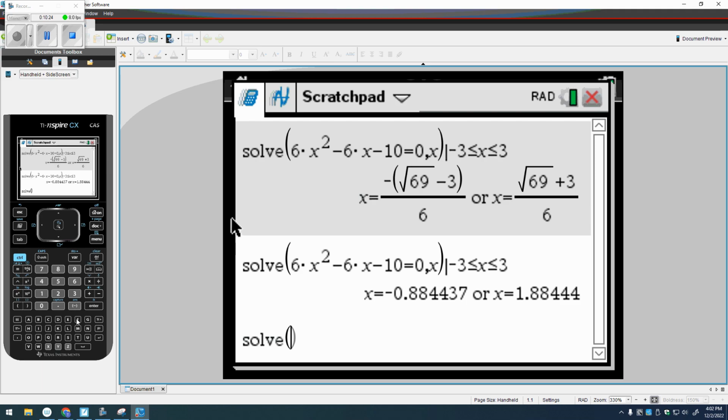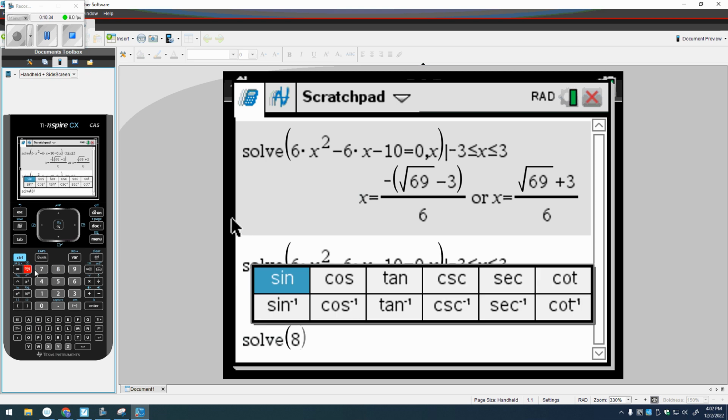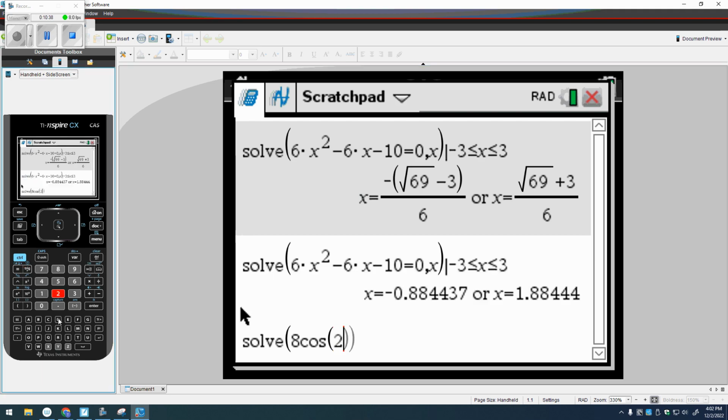Let me find it on the other paper. So my function I'm trying to solve for is 8 cosine 2x. So I'll go here to trig. Again, don't type in the cosine, use the trig. Cosine of 2x. I'm going to go 2 times x just to make sure. Sometimes it doesn't like just 2x.